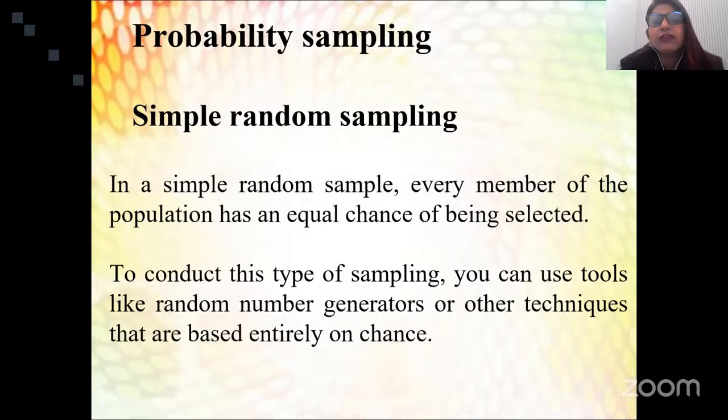So this is if your sample is small. In that case, we can use this lottery system also. But if you have a larger population with you, you can't apply a lottery system. For that, we have different tools, like a random number generator. With the help of that, you can define your sample.